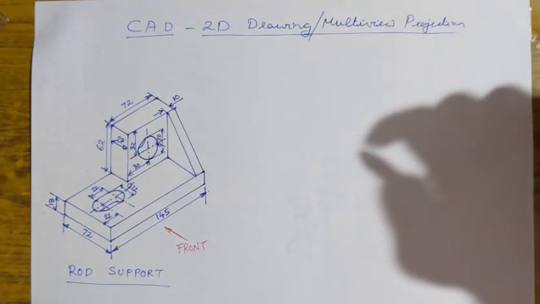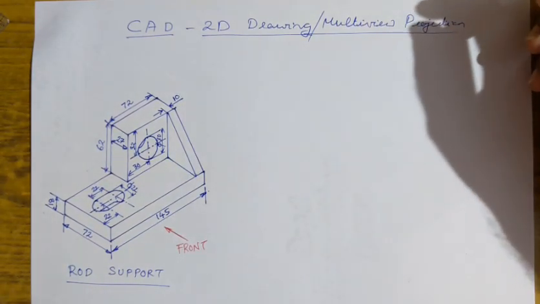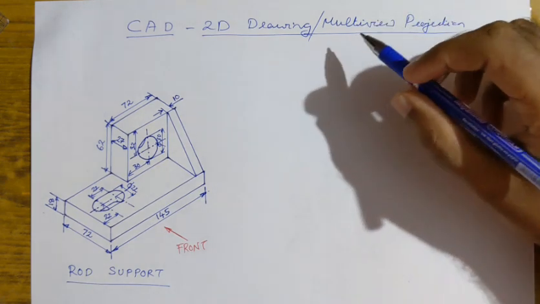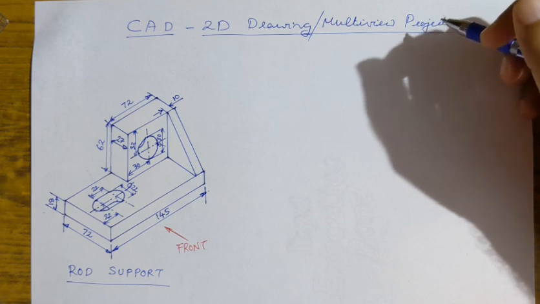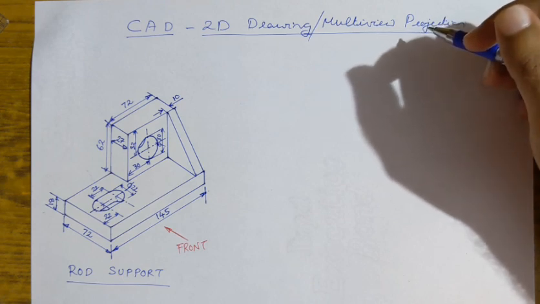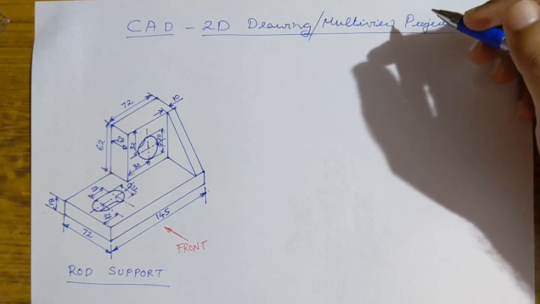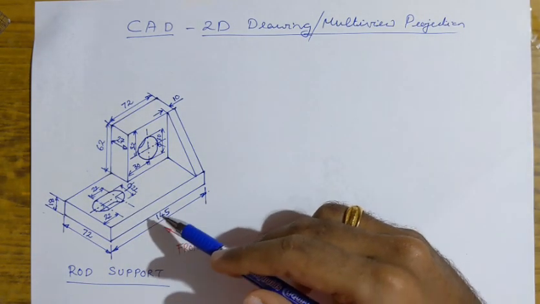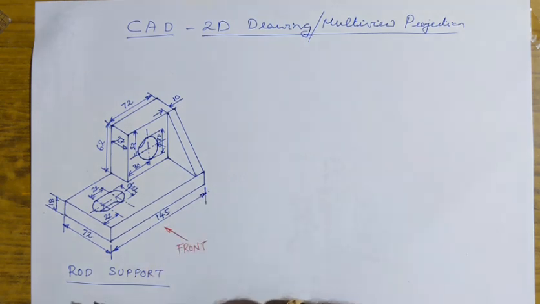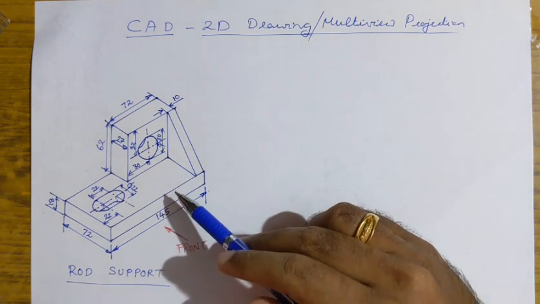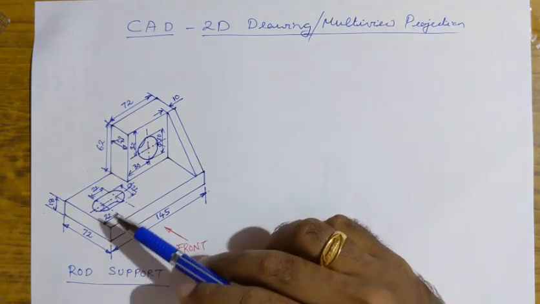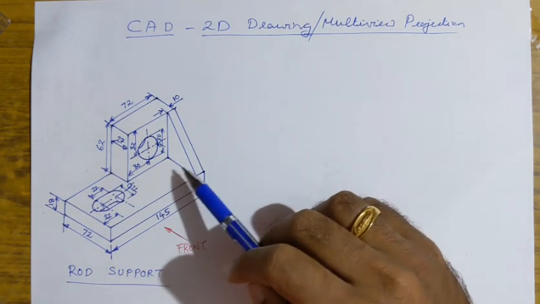Hello students, welcome to this session on CAD two-dimensional drawing, otherwise called the multi-view projection. The purpose of this session is to draw the orthographic views of a given machine component. Here you can see the pictorial view of a machine component called the rod support. The isometric view is given, and what we have to do is draw the orthographic projection of this particular machine component. As you can see, it has a lot of parts.